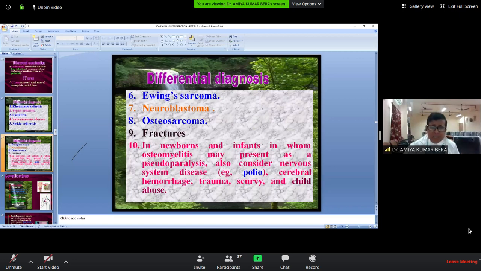Even pus-like material may be there. Why? Because of the fast growth of the tumor cells, the normal cells deprived of nutrition undergo necrosis. Tumor necrosis factor causes necrosis, and therefore even pus-like material may be found. So Ewing sarcoma should always be kept in the differential diagnosis, and therefore whenever possible, whenever you aspirate the material, you send it as a tissue specimen. Always send it for culture and sensitivity as well as biopsy.